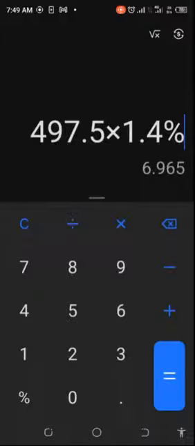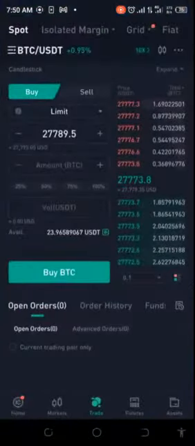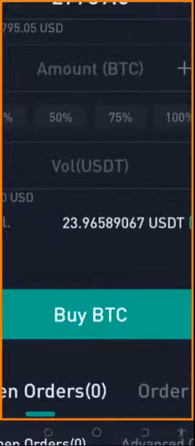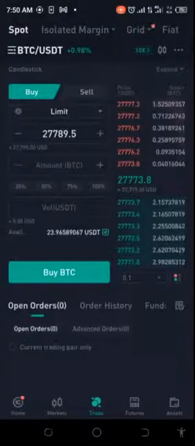So that's what I'm trying to bring out to you now. Of course, I'm intentionally showing you this with a smaller capital, so that if we can make profit with this amount, obviously making profit with a bigger amount is guaranteed.